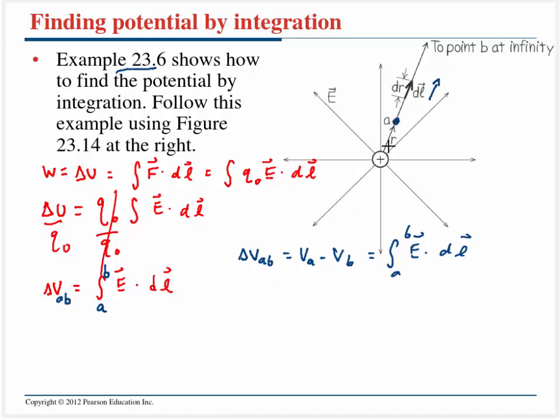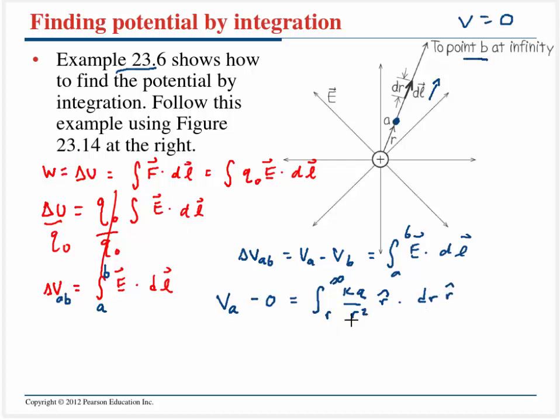To find out what it is at A, what I'm going to do is take it relative to point B and set point B at infinity. I know that the voltage at infinity is going to be equal to 0. So what I'm left with is the voltage at A minus 0 is going to be equal to the integral, where A is just going to be some radius r away, to infinity. The electric field is going to be kq divided by r squared in the r hat direction, dotted with dl or dr, which is also in the r hat direction.